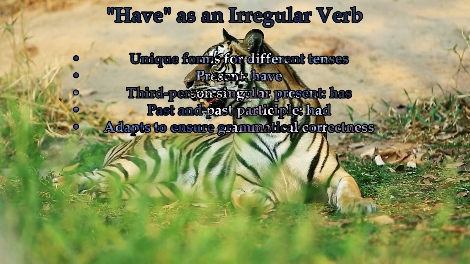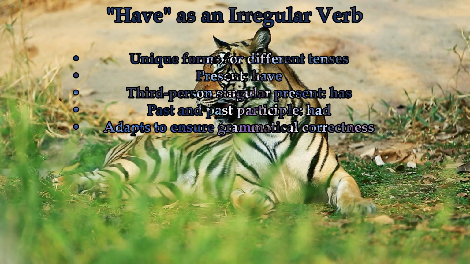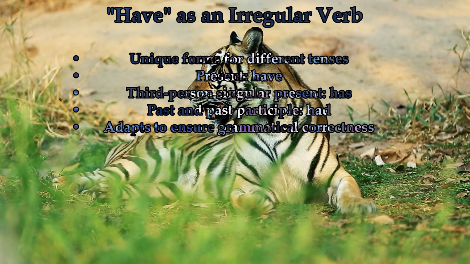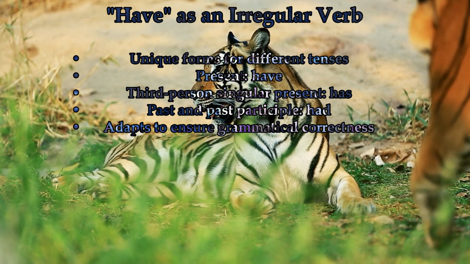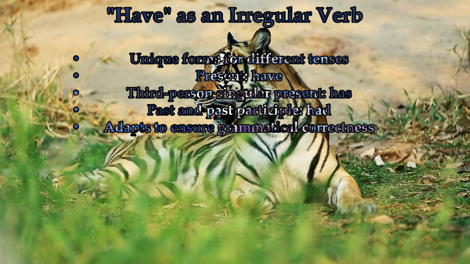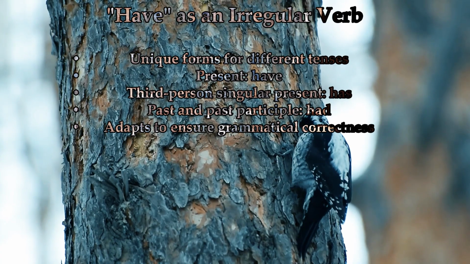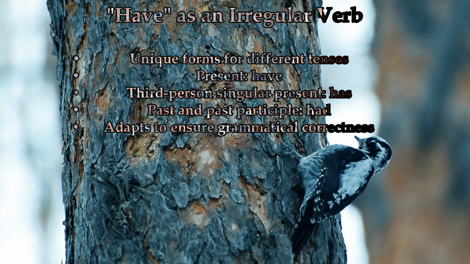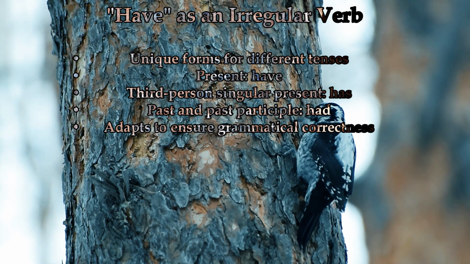Section 5. Have as a main verb, the multifaceted communicator. When have takes on the role of a main verb, it becomes a multifaceted communicator, expressing possession, relationships, illnesses, and a variety of actions. It's like a linguistic Swiss Army knife, ready to tackle any situation. In the sentence, I have a new computer, have proudly announces the possession of an object, like a digital companion ready to assist you.